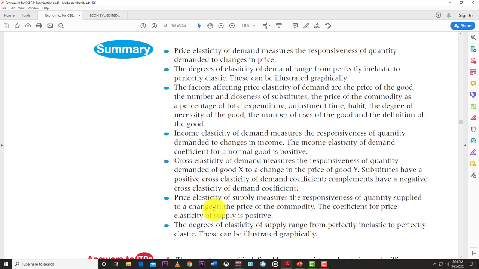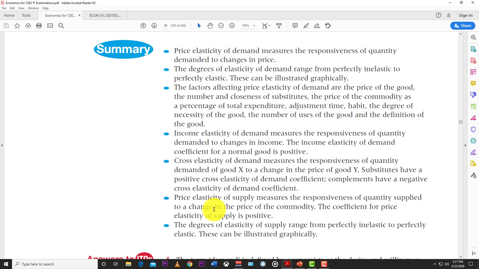Income elasticity of demand measures the responsiveness of quantity demanded to changes in income. The income elasticity of demand coefficient for a normal good is positive. Cross elasticity of demand measures the responsiveness of quantity demanded of good X to a change in the price of good Y. Substitutes have a positive cross elasticity of demand coefficient, and complements have a negative cross elasticity of demand coefficient. Price elasticity of supply measures the responsiveness of quantity supplied to a change in the price of a commodity. The coefficient for price elasticity of supply is positive. The degree of elasticity of supply ranges from perfectly inelastic to perfectly elastic. These can be illustrated graphically.